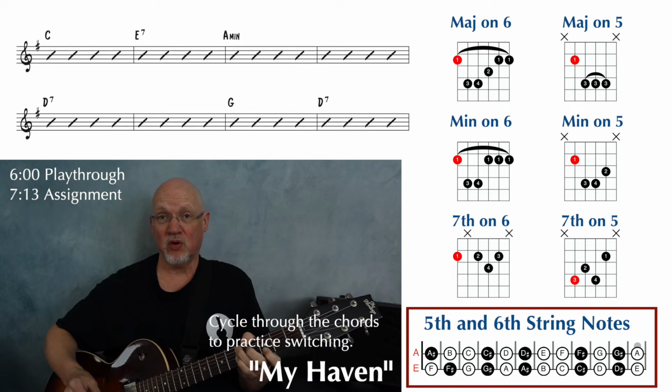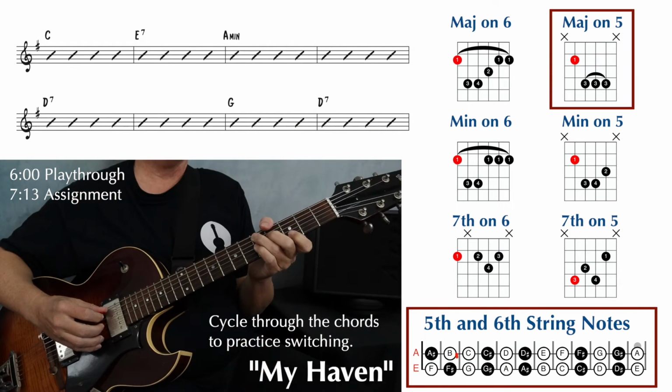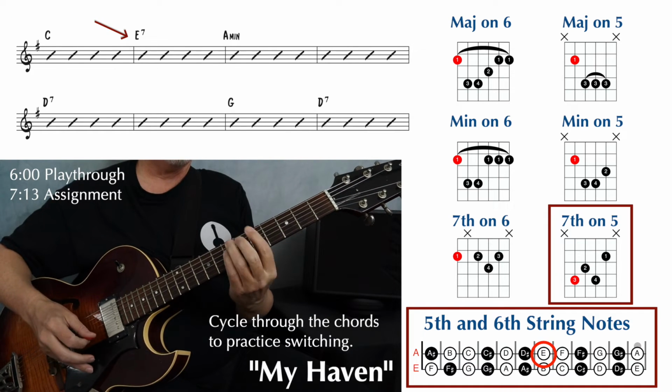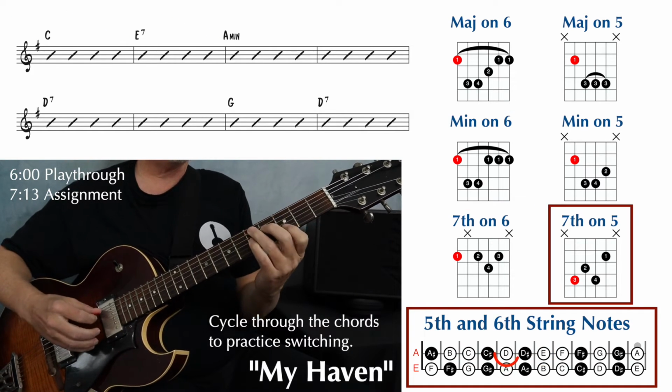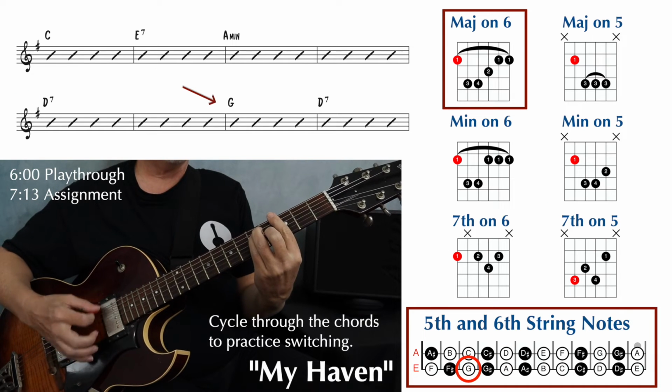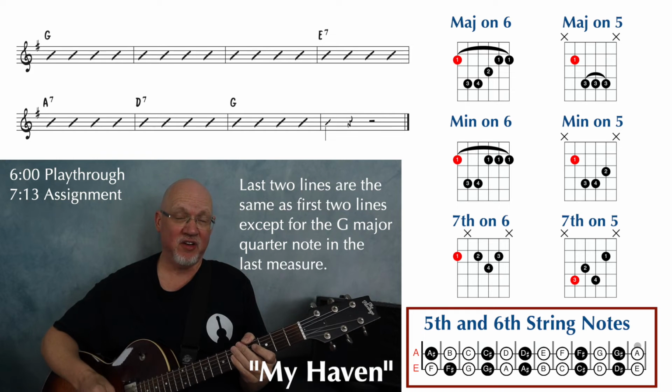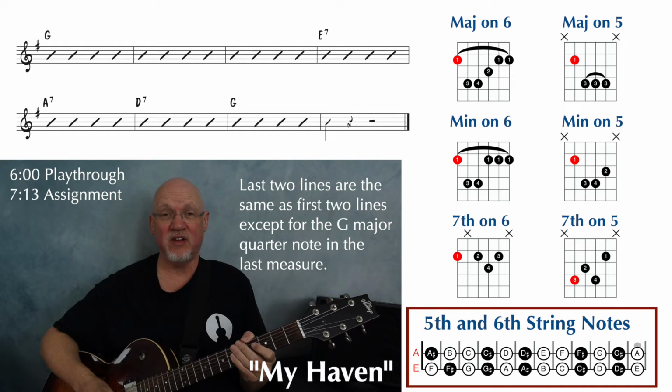Let's cycle through the chords for lines 5 and 6 now. We have C, E7, A minor, D7, G, and D7.